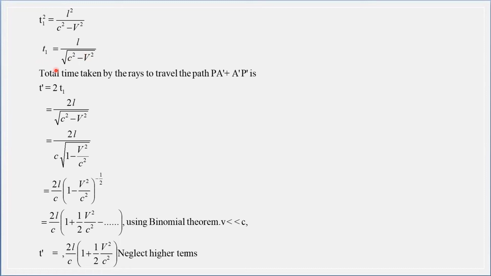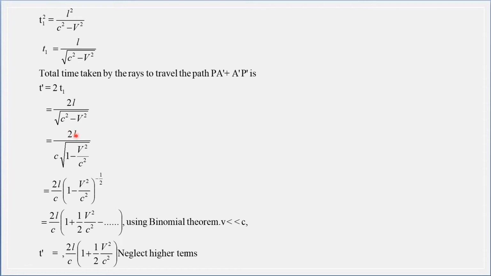Then the total time taken by the ray to travel from P to A dash and A dash to P dash, so P A dash plus A dash P dash, but both are equal. Each one is T1. So the total time is T dash, and it becomes 2 T1. And we substitute T1 here. So 2, T1 is L by root of c square minus v square.